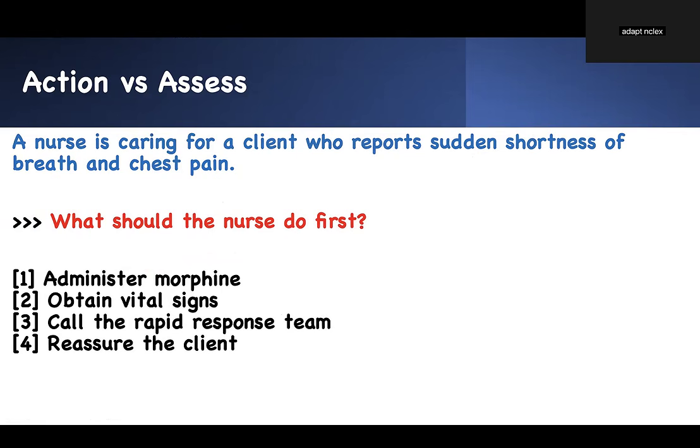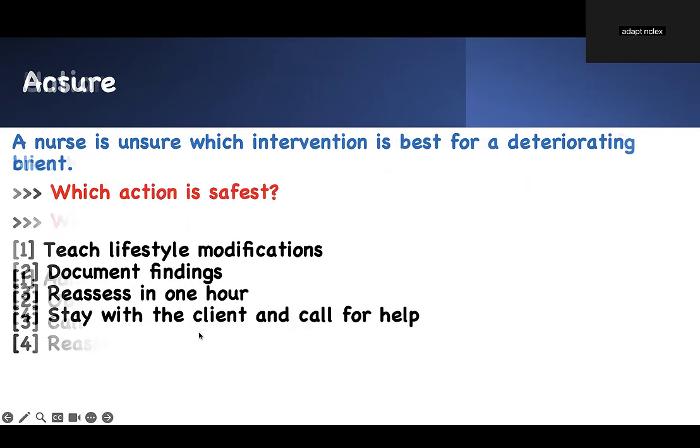Giving them morphine is not going to help with the chest pain. It's not going to help with the situation. It's just going to address the chest pain, but that's not the problem. Obtain vitals is what? Doing more assessment. Reassuring the client is not good. This patient is dying. Rapid response. We should rescue this patient. So 3 is the right answer.